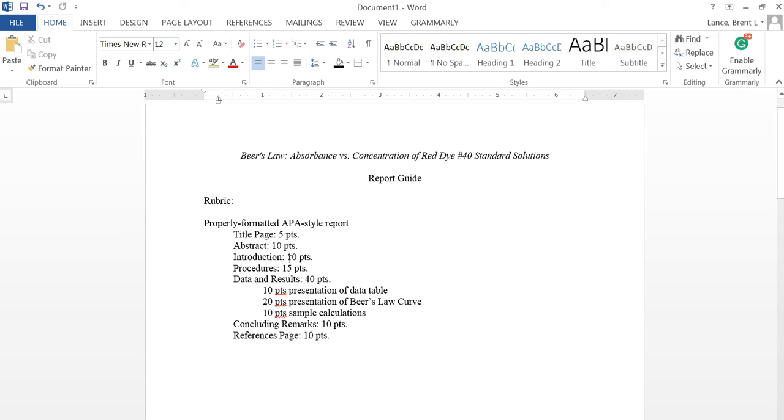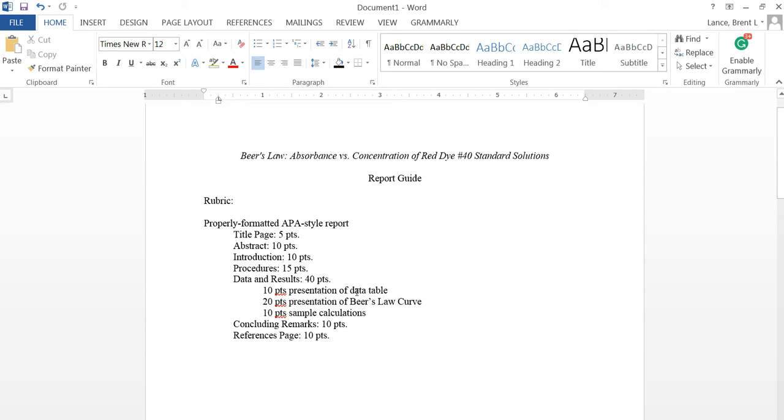Introduction, that would include, for this lab, two parts that I mentioned. One is a brief discussion on the instrument itself, the spectrophotometer, and the other is the concept of Beer's Law. Your procedures, which have to be written out in the correct voice and the correct tense, and then your data and results. That's the bulk of your grade, percentage-wise, for this report.